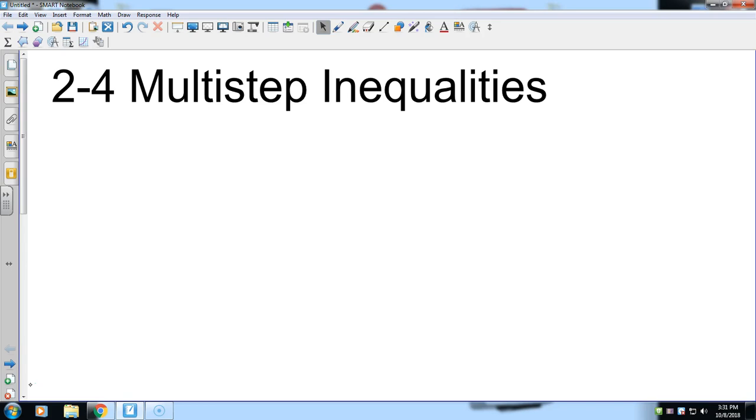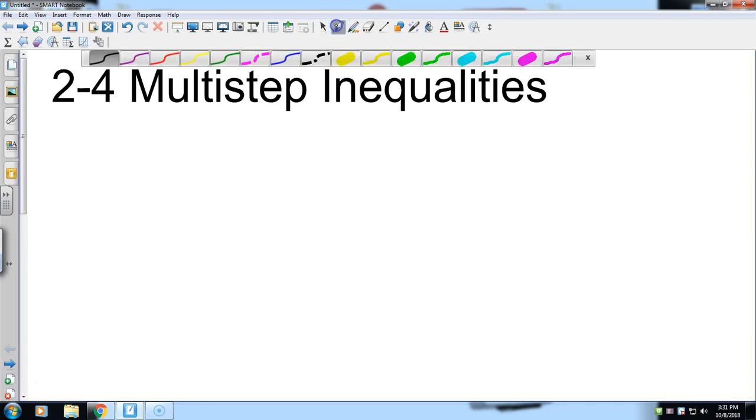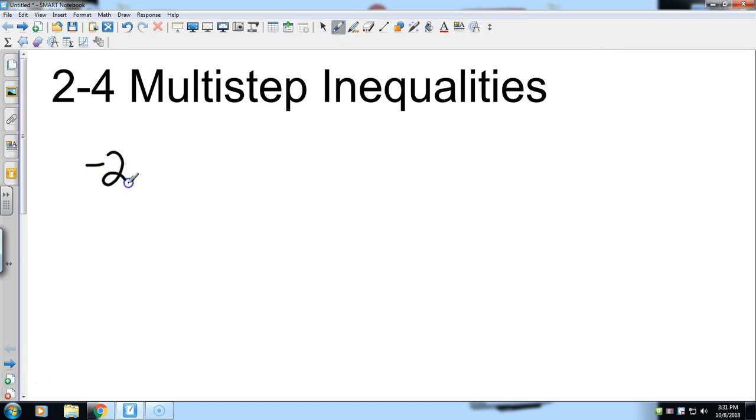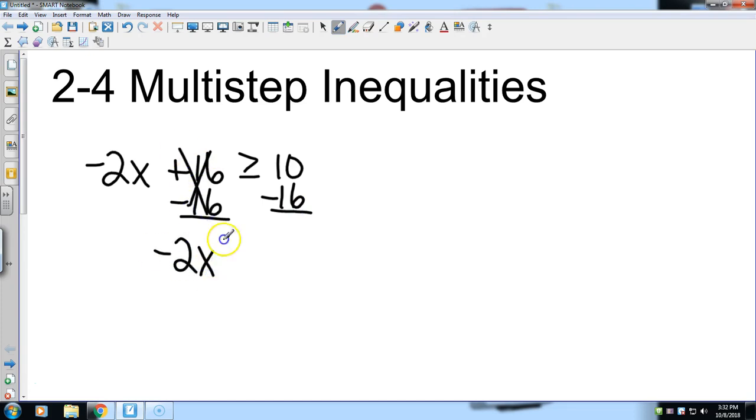Let's go with negative 2x plus 16 is greater than or equal to 10. So we've got a couple things going on here, just like our multi-step equations from the last chapter. We want to get everything away from the x, so we're going to take the furthest one away, which is the positive 16, and to get it to the other side, we're going to subtract 16. That leaves us with negative 2x is greater than or equal to negative 6.